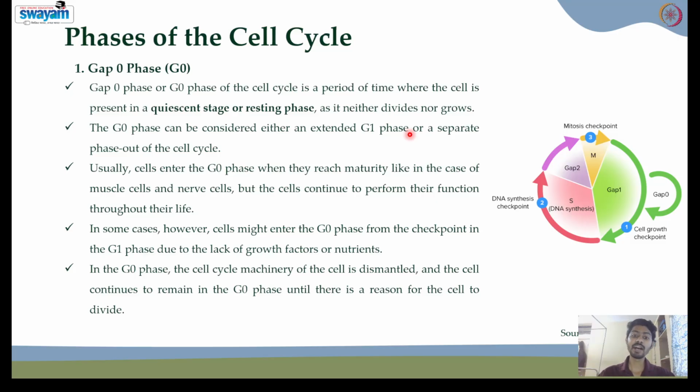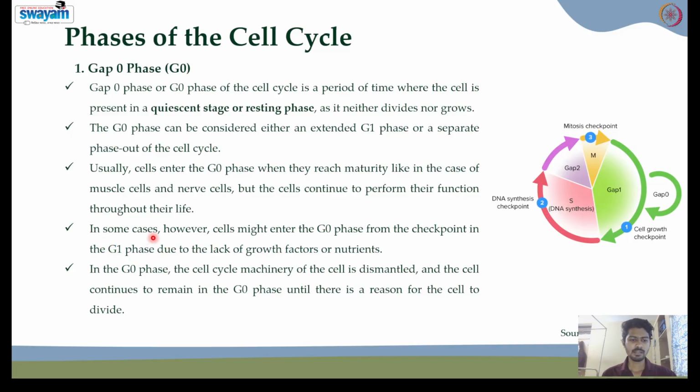So they do not divide. This is why, once nerve cells are damaged, we cannot revive them unless we use genetic tools to regenerate them. But in normal cells, these muscle cells and nerve cells cannot be brought back. That's why muscle cells are usually in the G0 phase after maturity.